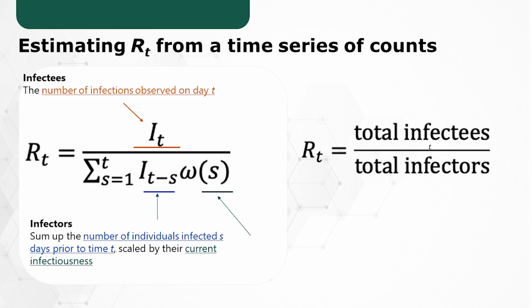Next, let's talk about the denominator, counting up the number of infectors that are present in the population at a particular point in time. Here, the math looks a little bit more complicated, but really what it's saying is that we need to look in the population at the number of individuals who became infected at recent time points in the past, because those are the people who have now progressed far enough through their course of infection that they're shedding the virus and causing new transmission events today.